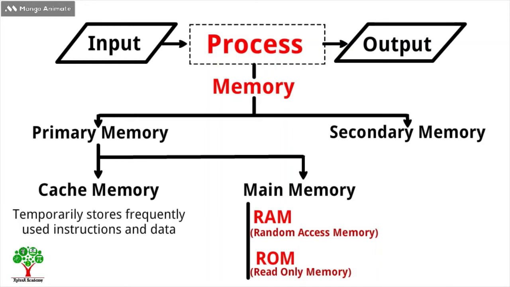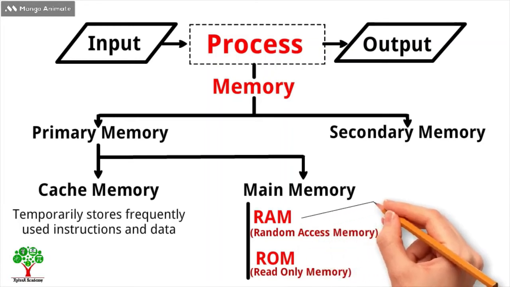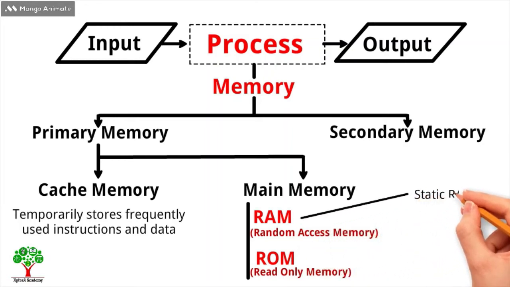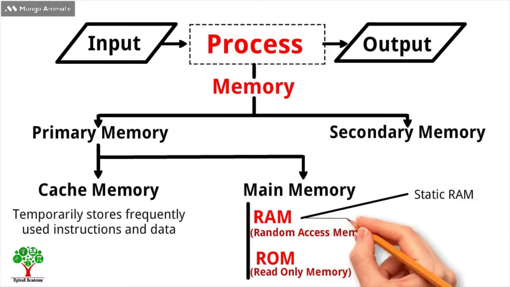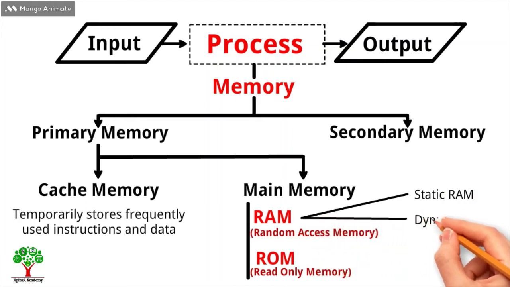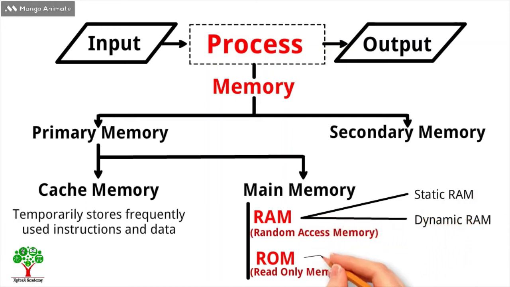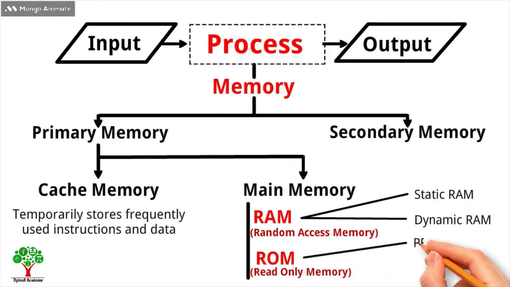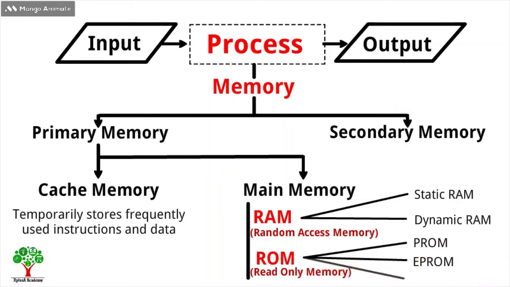The two main types are the RAM and ROM. In RAM, we have two kinds of RAM, static RAM and dynamic random access memory. Similarly, we have the programmable read-only memory, and then we have the erasable and programmable read-only memory, and then finally the electrically erasable and programmable read-only memory.